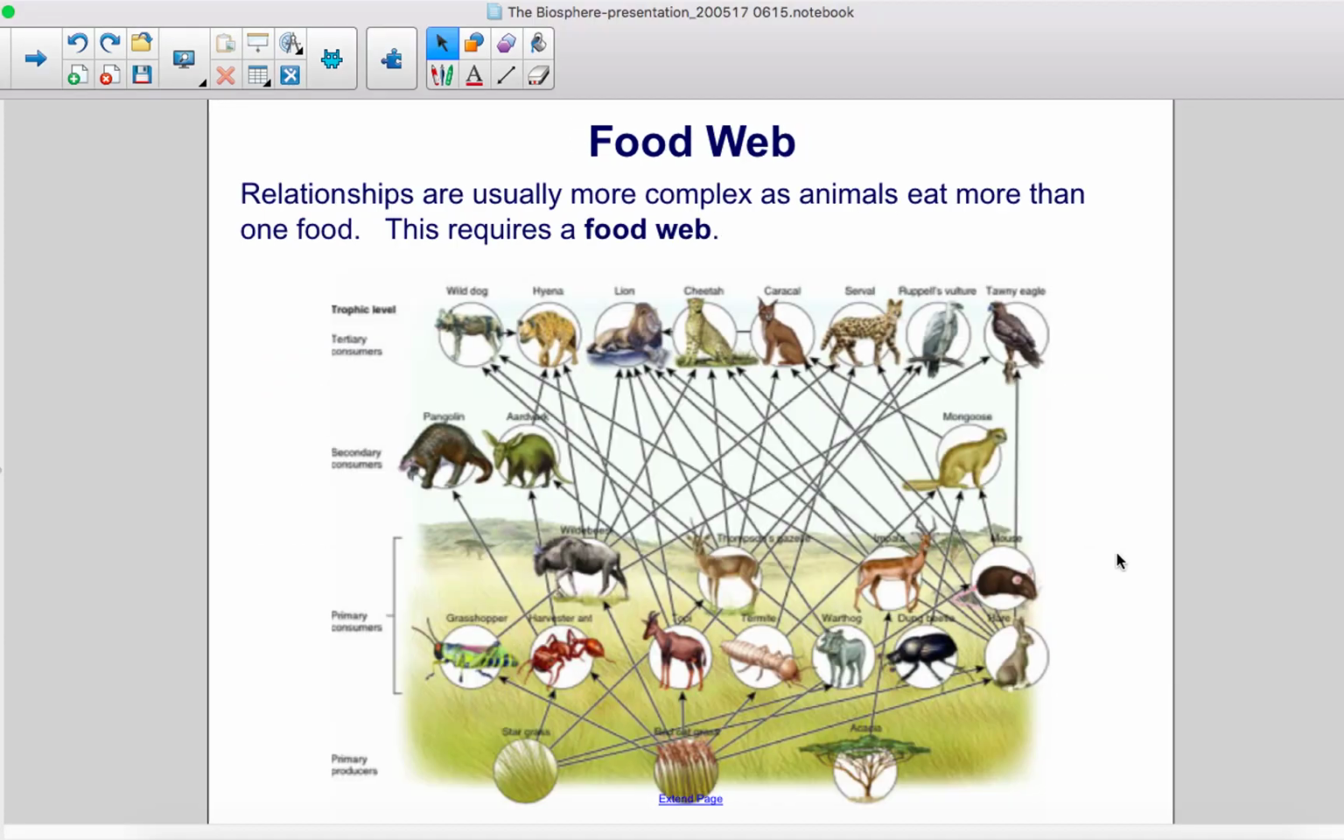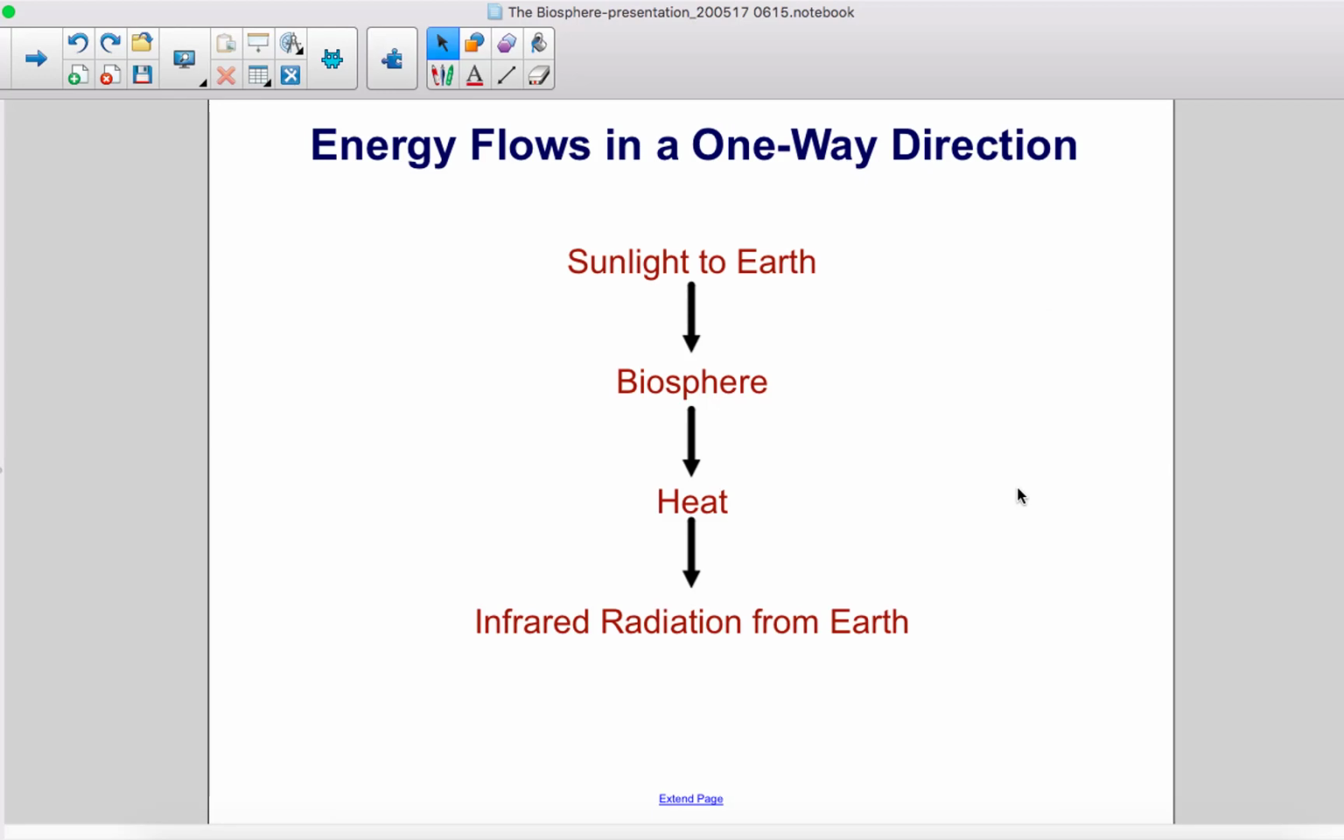Relationships are usually more complex as animals eat more than one food. This requires a food web. Energy flows in a one-way direction. Sunlight hits Earth, enters the biosphere, turns into heat, and then is released as infrared radiation from Earth.